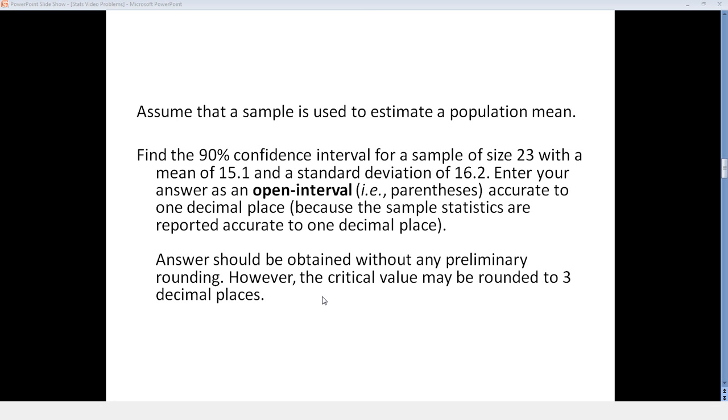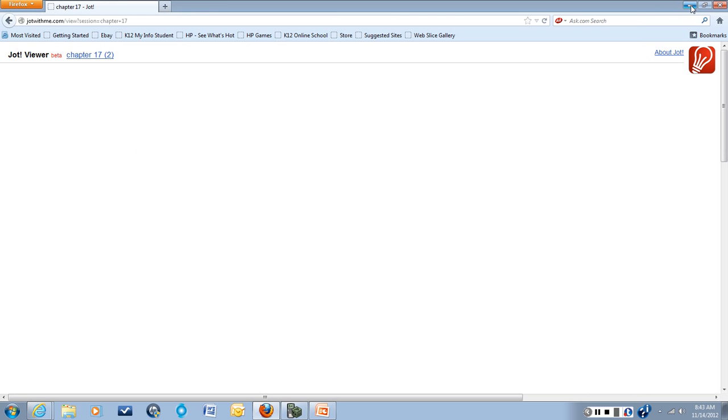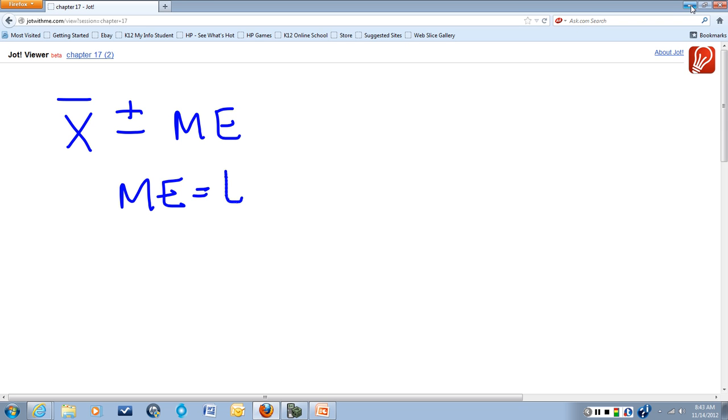Answer should be obtained without any preliminary rounding. However, the critical value may be rounded to 3 decimal places. So our confidence interval is going to be our sample mean plus or minus our margin of error. And remember that the margin of error is the critical t-value times s over square root of n, our standard error.